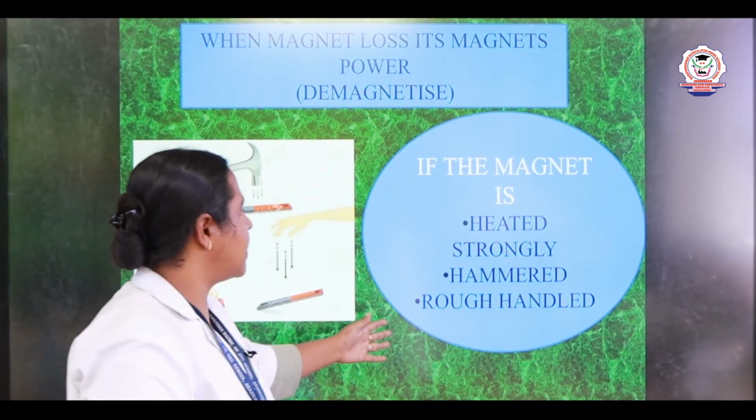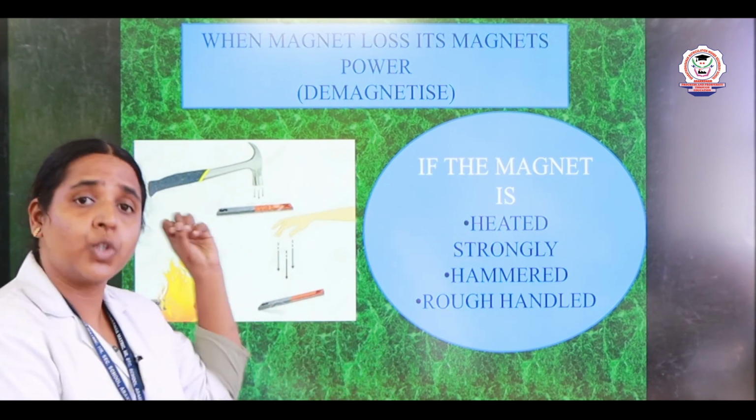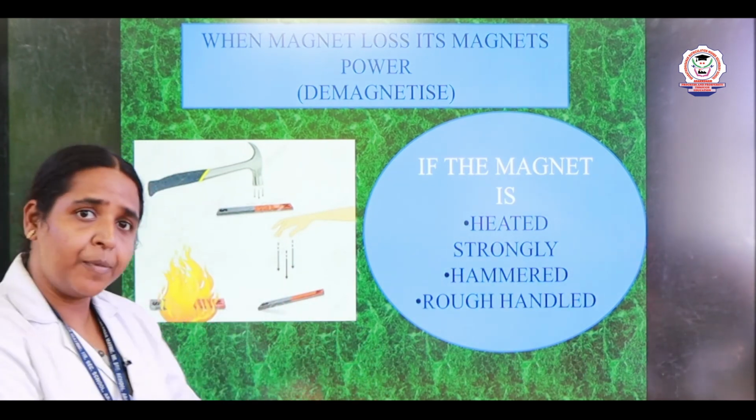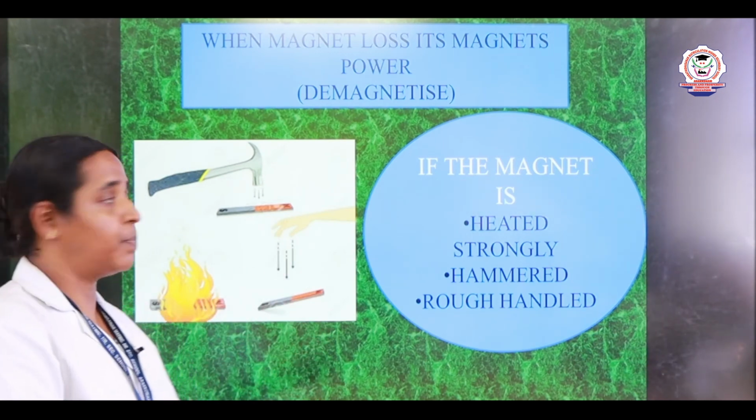Then the last point is roughly handled. What is the meaning of roughly handled? If you throw it away, or drop it from a height, it will lose its magnetic power.